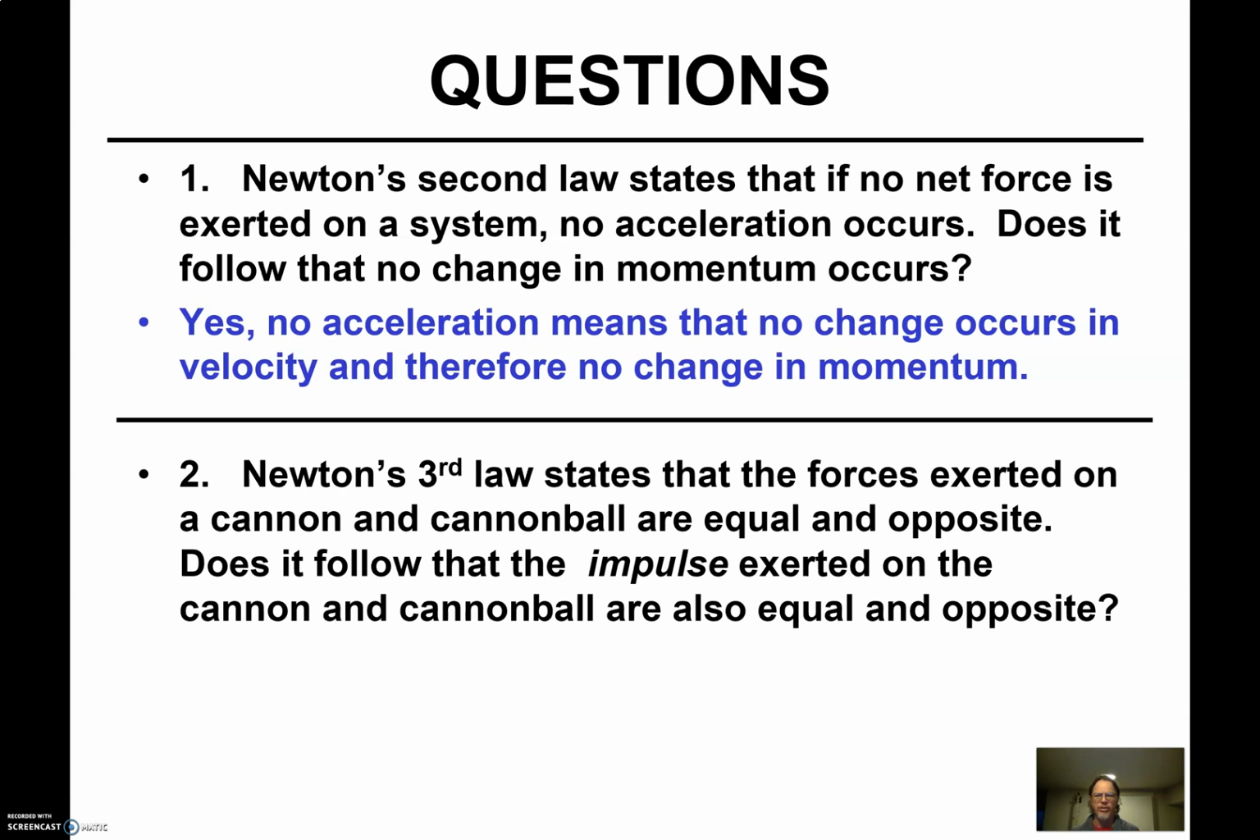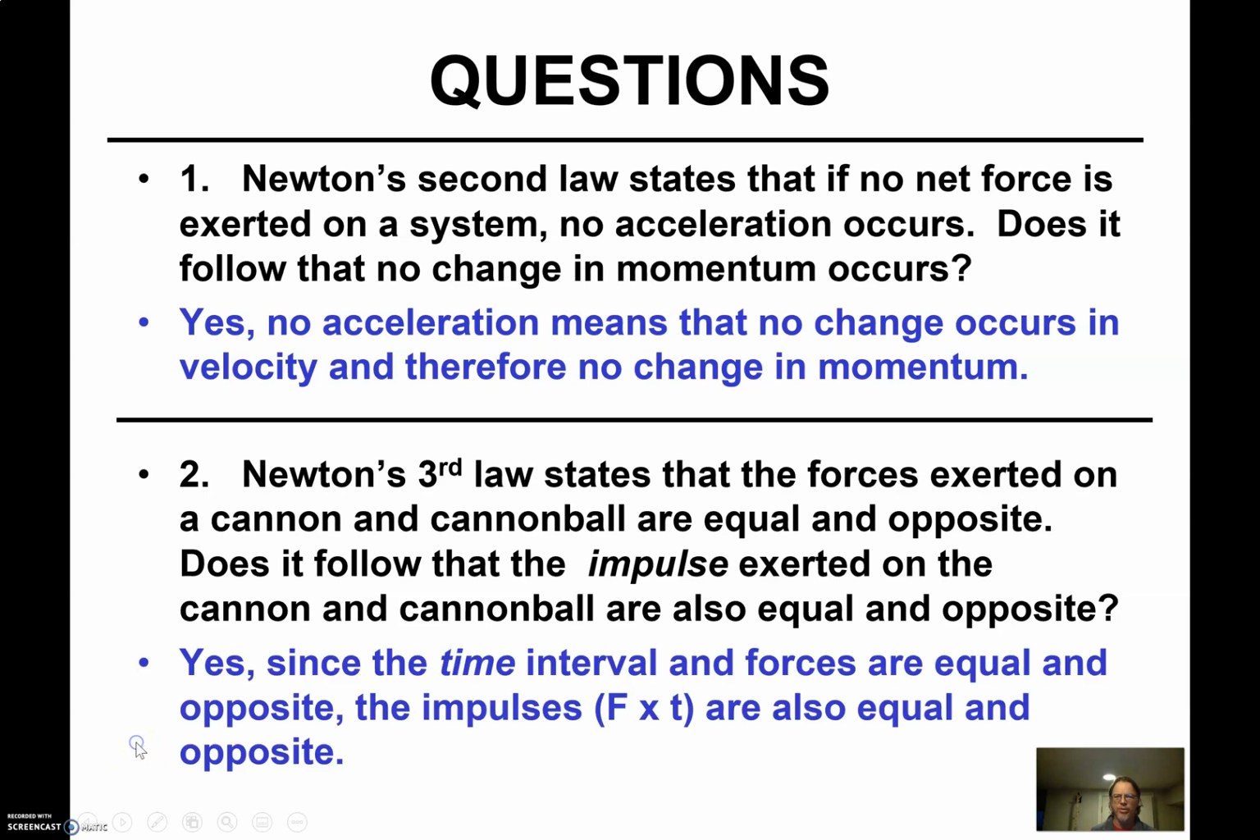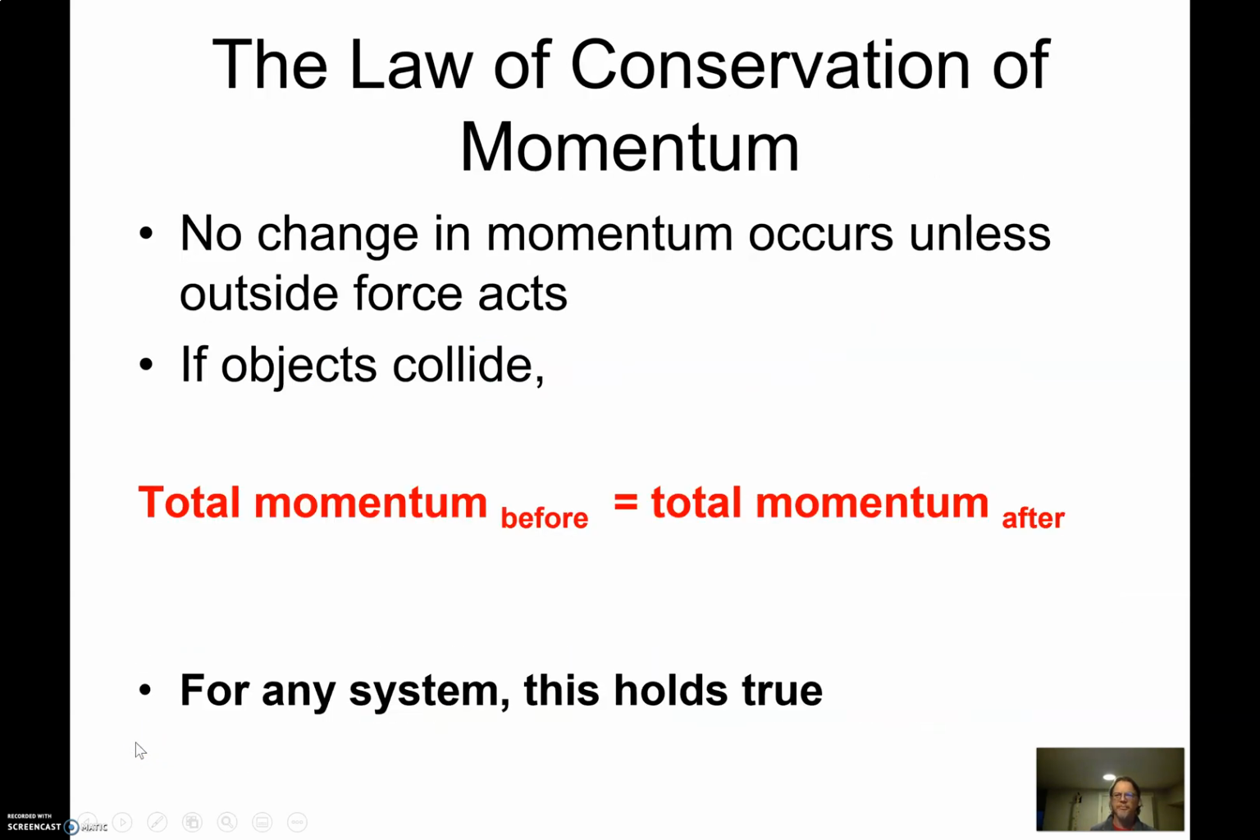Forces on a cannon are equal and opposite. Does it follow that the impulses exerted on a cannonball are also equal and opposite? Well, if you have an equal and opposite force, and the time that the cannon pushes on the ball is the same as the ball pushes back on the cannon, yes, they both have to have equal and opposite impulses acting on each other. Okay? Because the force and the time are both the same.